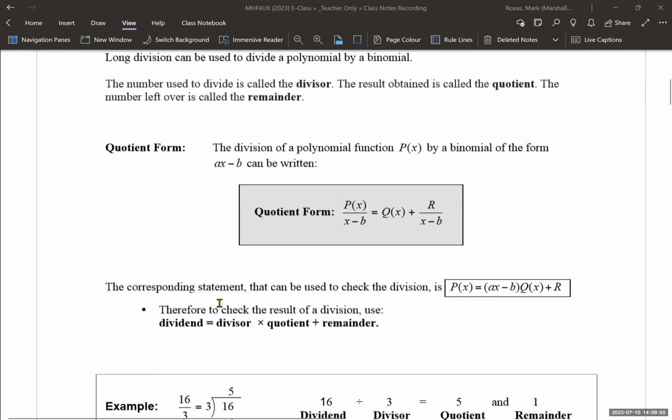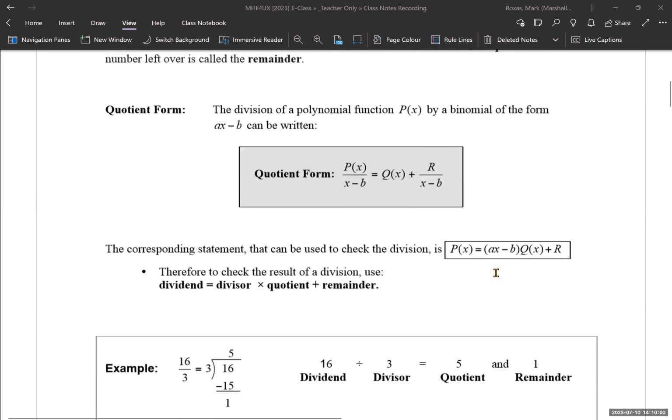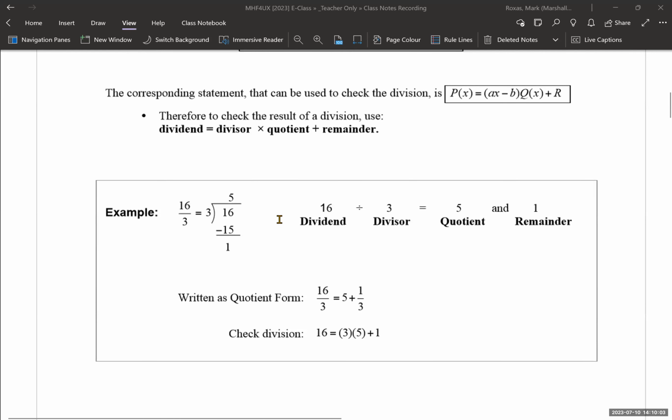And then the corresponding statement that we can use to check the division would be the polynomial equals that divisor times the quotient plus the remainder. So just to recall how we did long division back when we divided just numbers. If you had a question like 16 divided by 3, you ask yourself, how many times does 3 go into 16? Well, you would say it's 5 times.